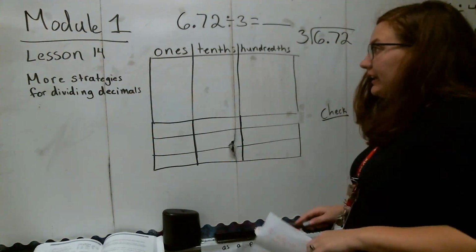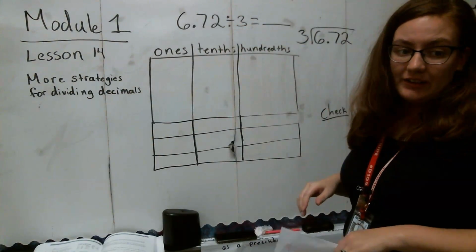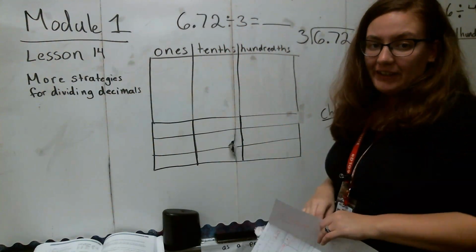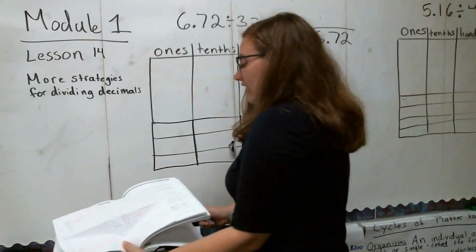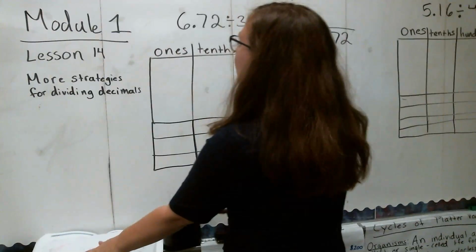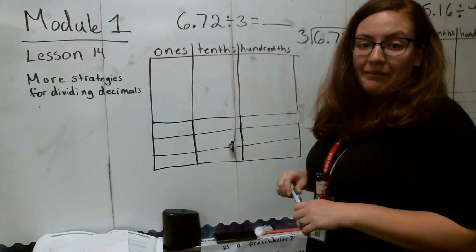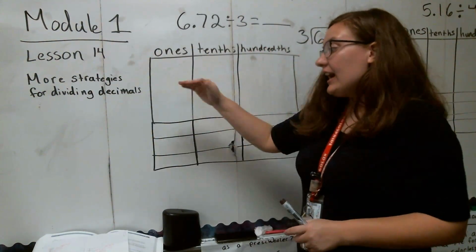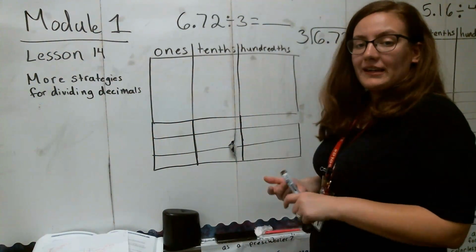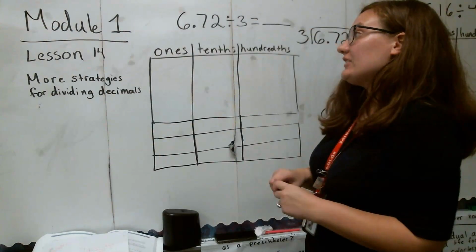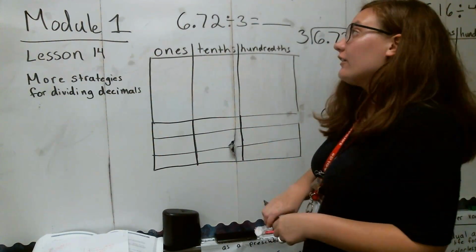And then we are going to get started on this first problem, 6 and 72/100 divided by 3. Now our place value charts are a little bit different because what I'm going to have to do is I'm going to be using place value discs and divide them between these groups down here, and those groups down there are going to show me my answer. So I'm going to show you how to start this off.